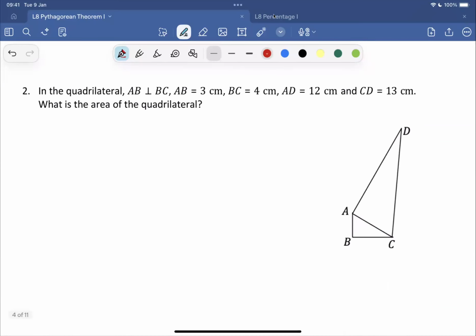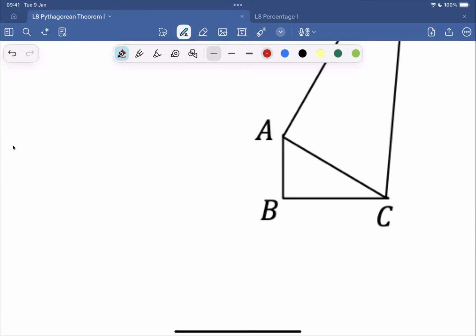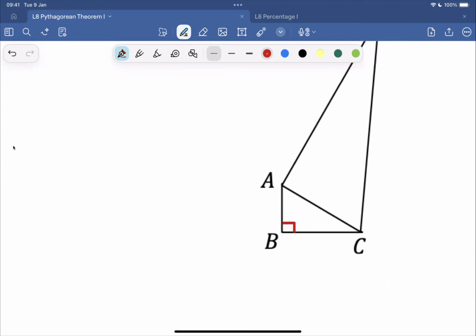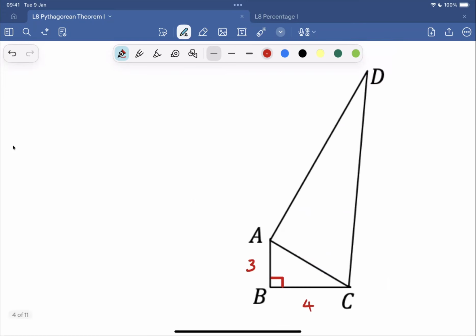Moving on. Question number 2. Now, we have a quadrilateral here. And they say that AB is perpendicular to BC. So let's label the diagram. Always label your diagram, students. It makes it easier for you to solve the question. Visualize it. And they say that AB is 3, BC is 4, AD is 12, and CD is 13.